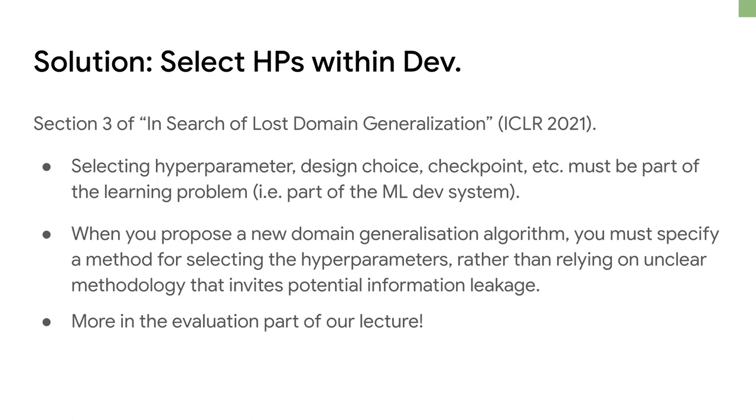So what is the solution here? Selection of these hyperparameters and making design choices should be part of the development, okay? It should not be done with deployment data. In other words, the use of the validation split should be part of the method as well. This is what the paper, In Search of Lost Domain Generalization, is arguing as well. The selection of hyperparameters matters a lot.